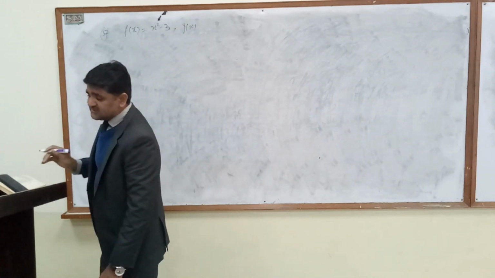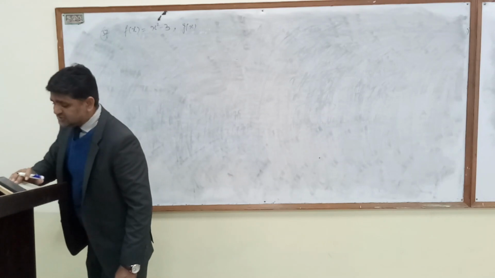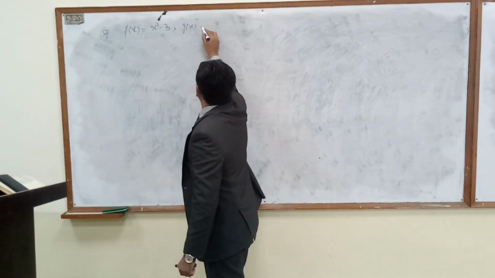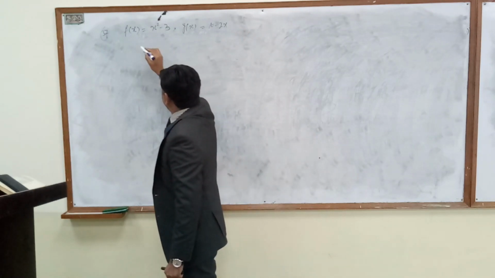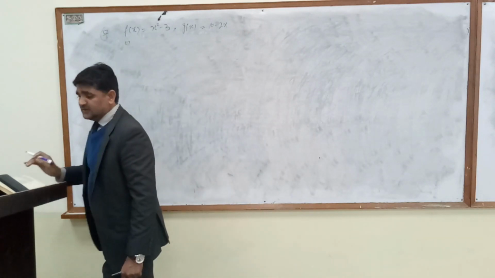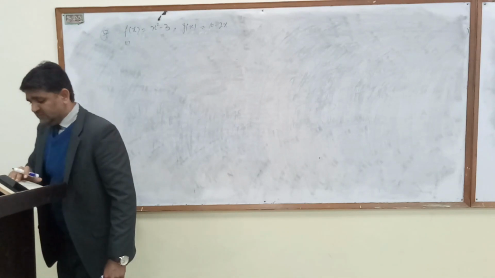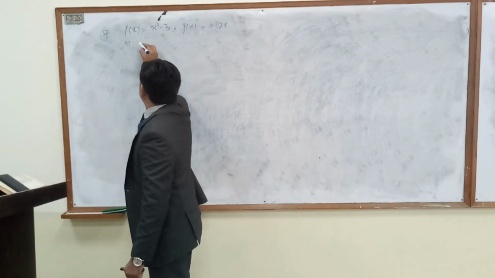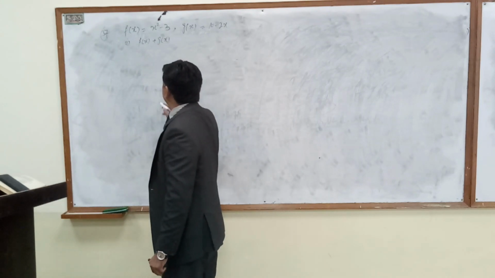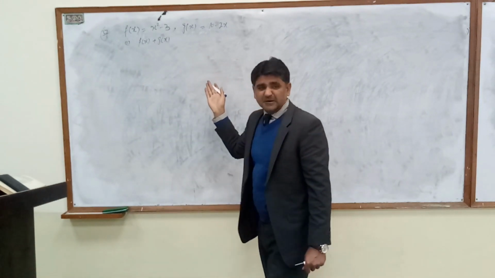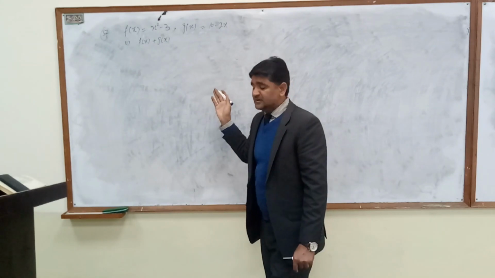g of x is 10 minus 2x. We have to determine in part 1 f of x plus g of x. f of x plus g of x. That is a combination of functions.